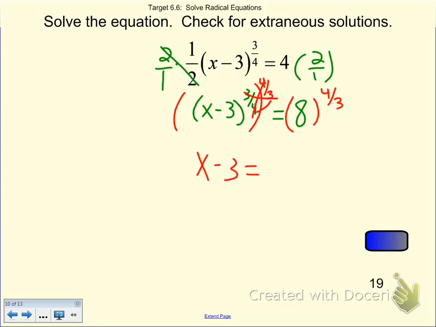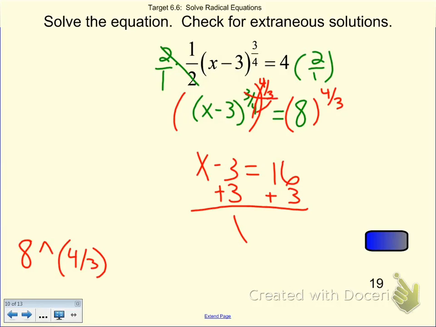On the right-hand side, we have 8 to the 4/3 power. You can plug this in your calculator, but be very careful when you do. Remember, it's 8, your caret key, and then in parentheses, 4 divided by 3. You need to make sure you do that in parentheses. If you do not, you're going to get this wrong, and that would be very bad. If you plug it in correctly, you should get 16 as your answer here. And then all we do is add 3, and we get x equals 19.